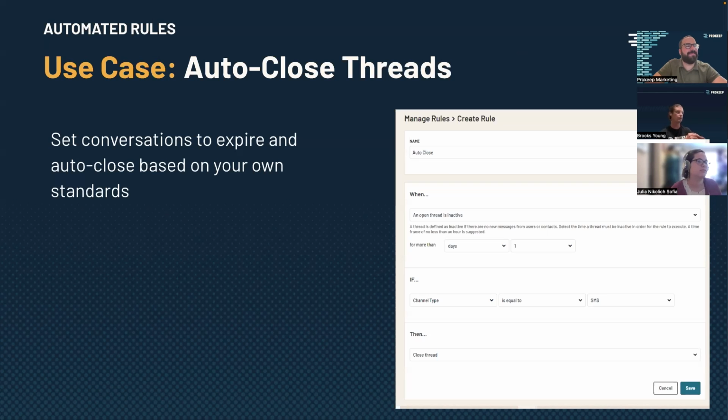The first one that we have here is the auto closing of threads. We talked about this a little bit in the use cases, but we're going to go into a little more depth here, right? In some cases, you may have large amounts of open threads or old threads, and sometimes they're just sitting in there and cluttering up the inbox, which makes it difficult to find the ones that you need to go and address immediately.